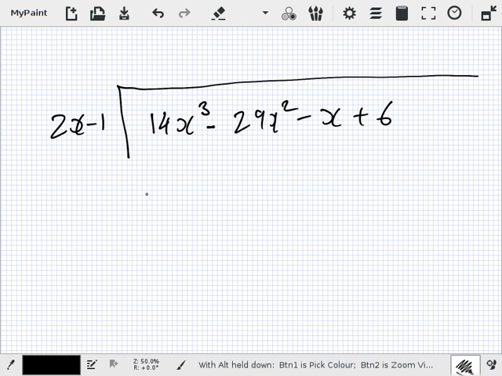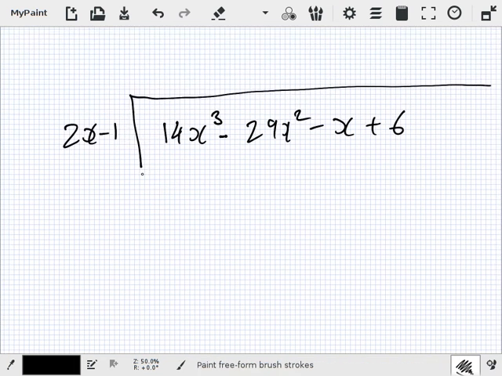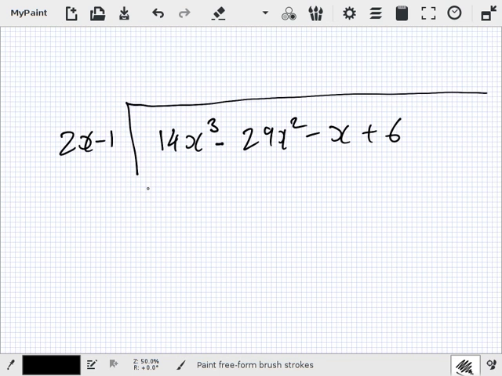Ray, how's your long division? Not too good, but I can try. You can give it a go. Would you know what the first number up the top here is? I mean, what we should write down as our first number. Yeah, we should put 14x cubed, then you divide it by 2x. Yeah, that's fine. So what would you be left with to put up here? 7x squared. Very good, okay.